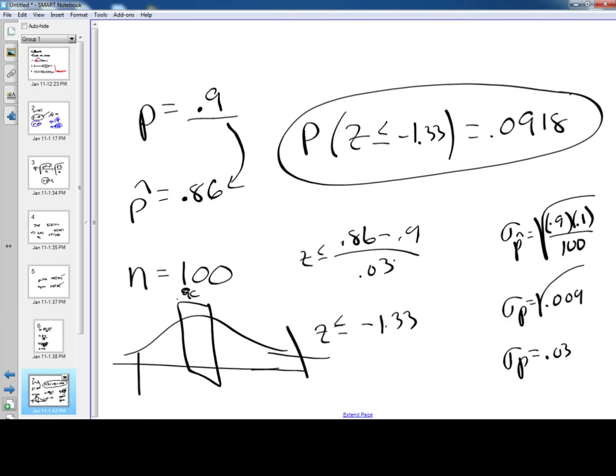Magazine Sports Illustrated asked a random sample of 750 Division I college students, do you believe performance-enhancing drugs?